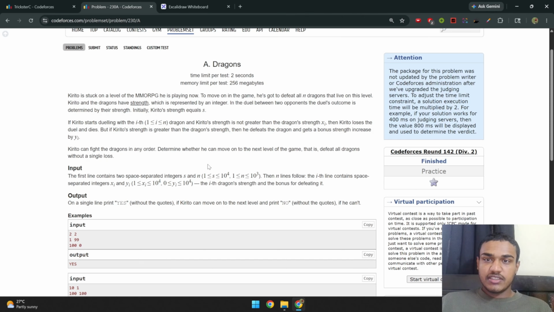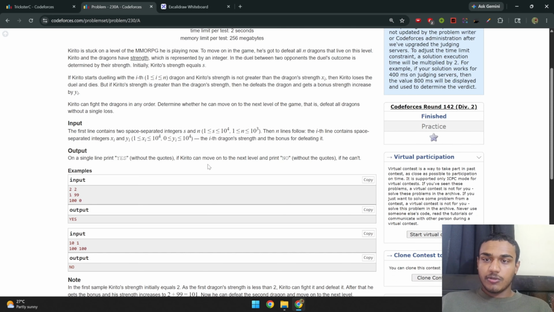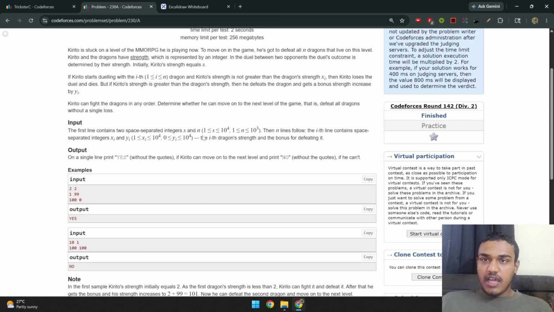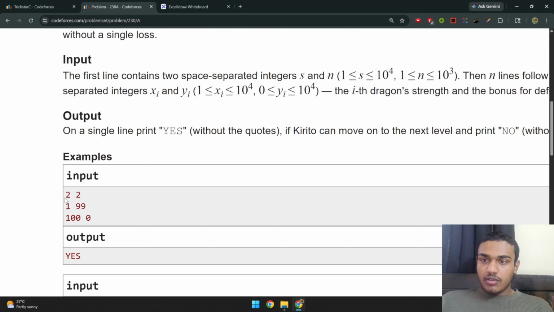So we have a lot of time to kind of brute force our way into this. Let's quickly look at one of the example inputs and compare it to the description that they gave us. So 2 and 2, here we have S and n, which is the strength of our player and the n levels. So we have 2 being the initial strength and 2 being the number of levels. Each line here is a level.